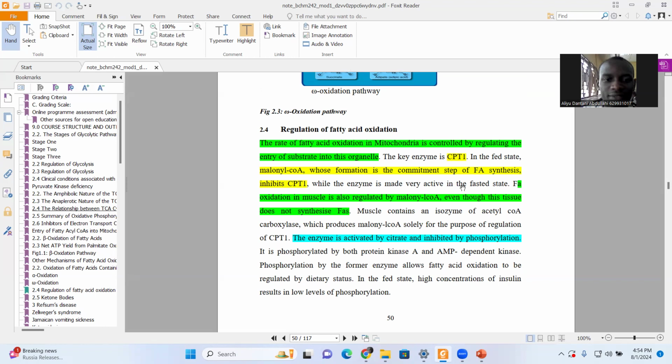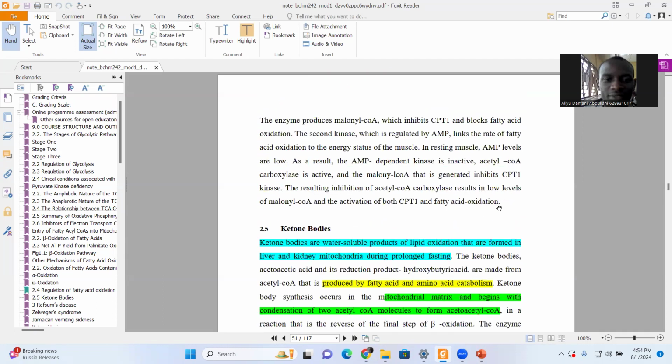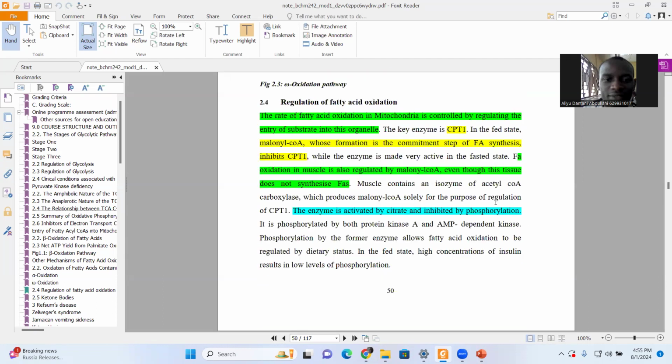Regulation of fatty acid oxidation. Key ways to regulate fatty acid oxidation. There should be a way for you to regulate everything, right? Without regulation, then things go out of control. The rate of fatty acid oxidation in mitochondria is controlled by regulating the entry of substrate into the organelle. You remember your carnitine, right? The key enzyme carnitine.